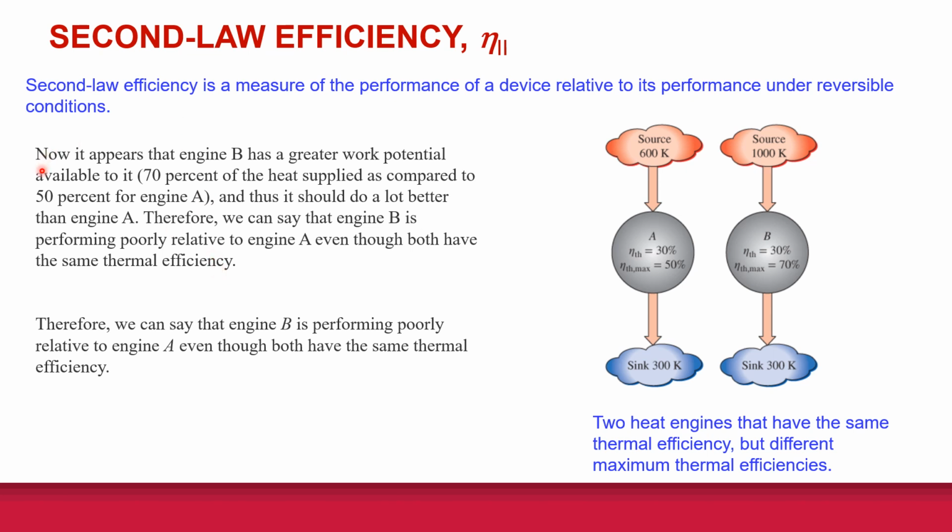Now it appears that engine B has a greater work potential available to it, 70% of the heat compared to the 50% for engine A, and thus it should do a lot better than engine A, right? That's the problem here. So we say that engine B is performing poorly relative to engine A, even though both have the same thermal efficiencies. Therefore, we can say that A is a better engine than engine B, even though they have the same thermal efficiency of 30%.